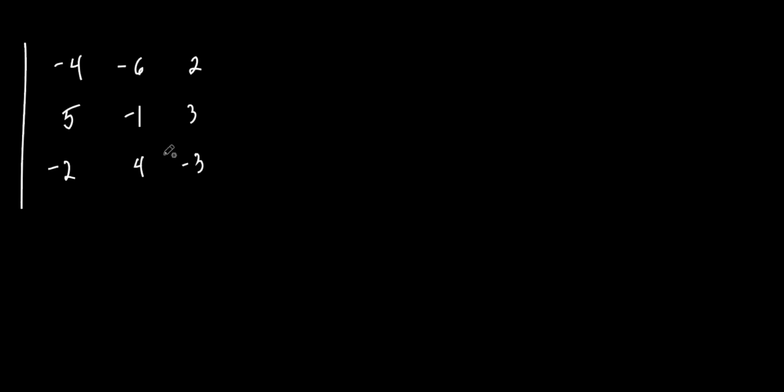So this is on page 99. It's example 2 from section 2.5. So -4, -6, and 2. 5, -1, 3. -2, 4, -3. All right, so we're finding the determinant of this thing.